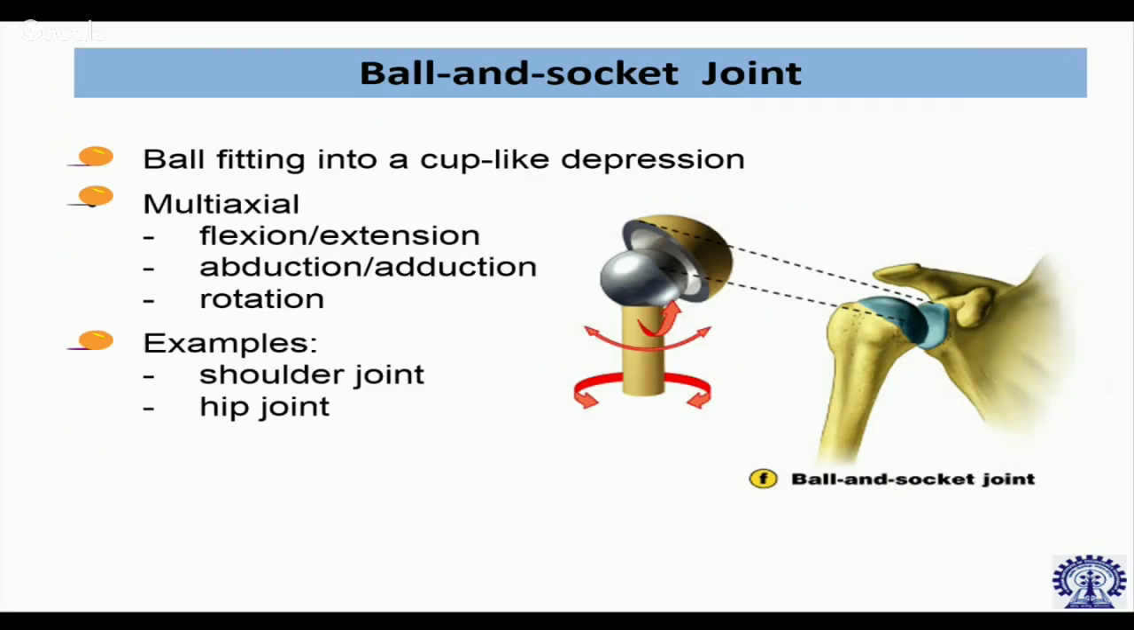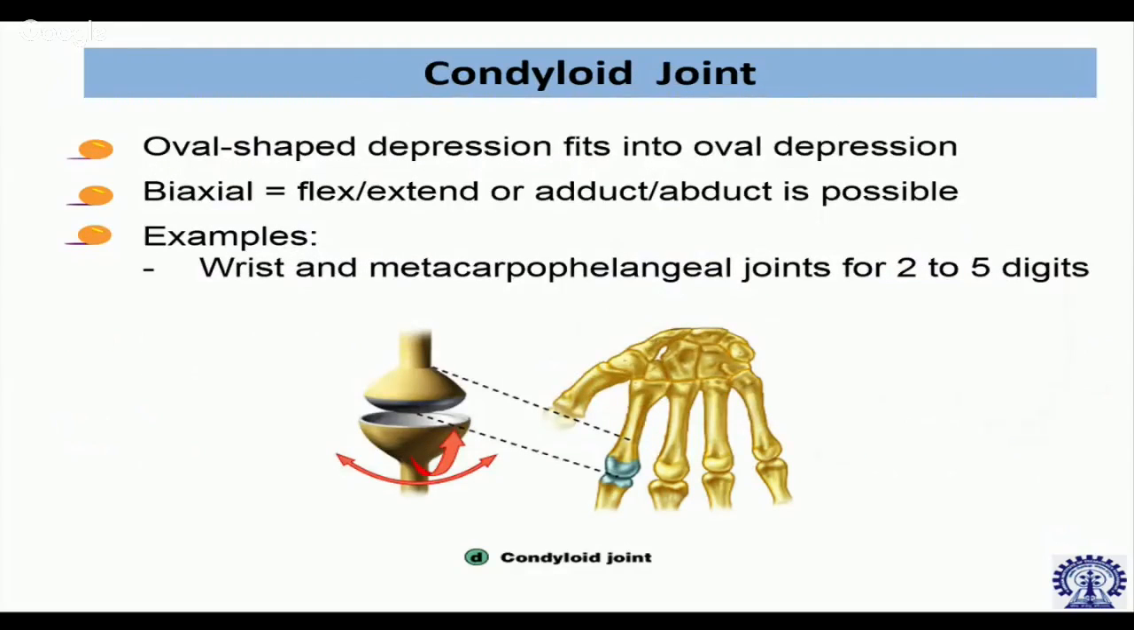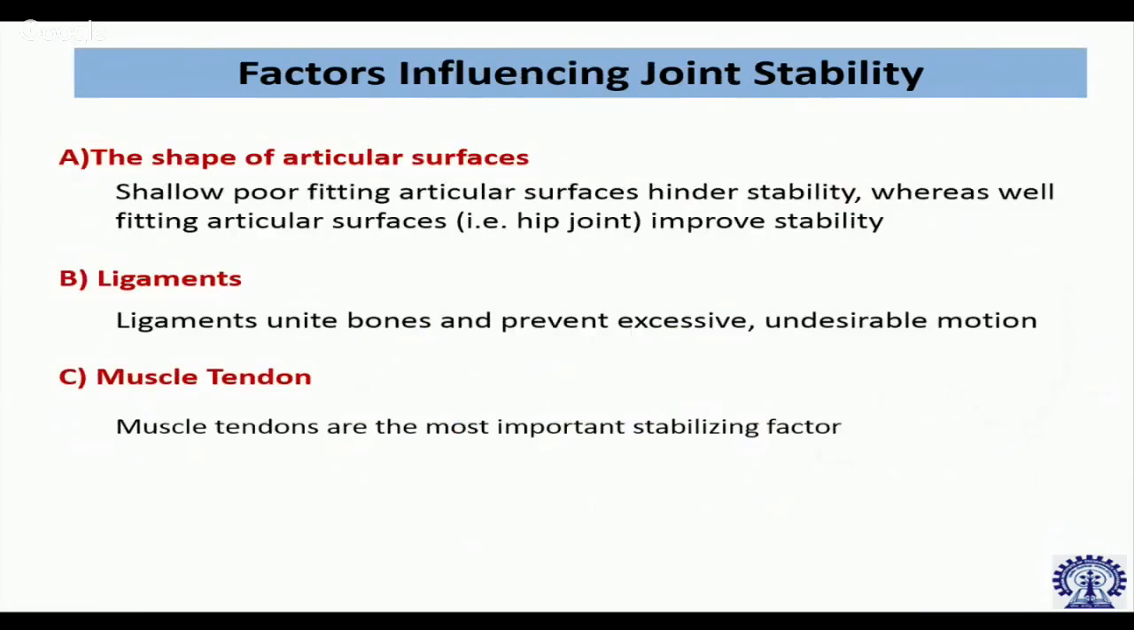The ball and socket joint, a typical example is the shoulder joint. The condylar joint is again visible in the finger joints. So the wrist and metacarpophalangeal joints are examples of condylar joints.